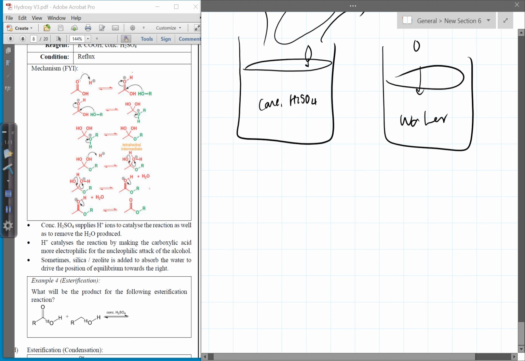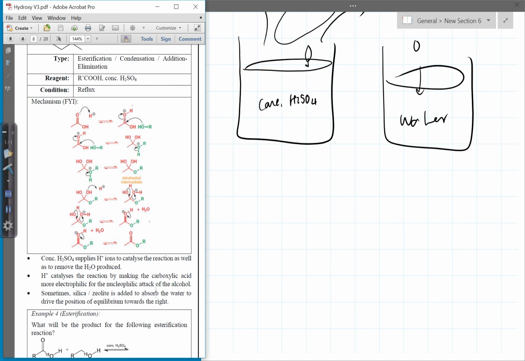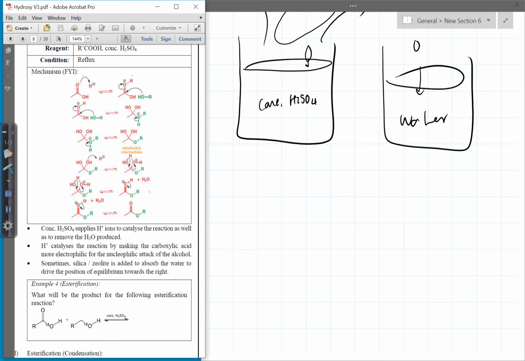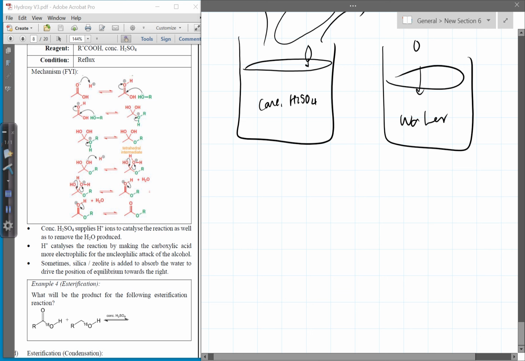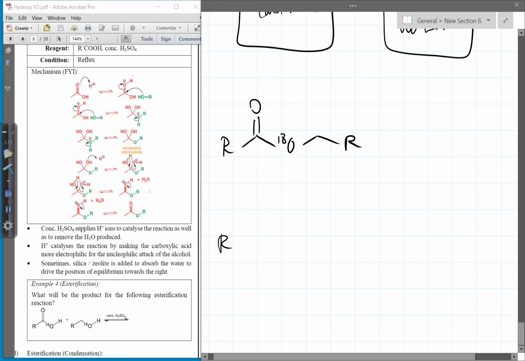Now the most important thing for this reaction is actually example 4. That's what I want to talk about. In other words, which bond breaks? If let's say you perform isotope labeling, you label the oxygen of the carboxylic acid alcohol with 18O, what will the product be? Will you get this product, or will you get this product?